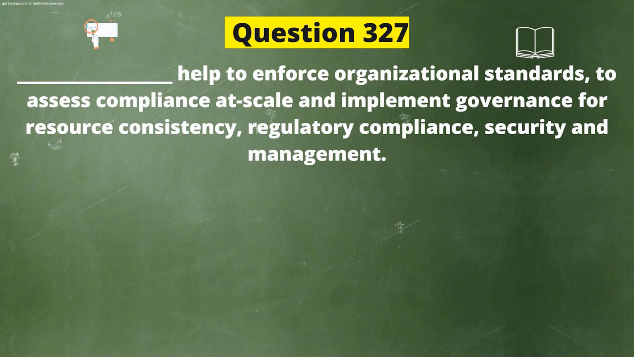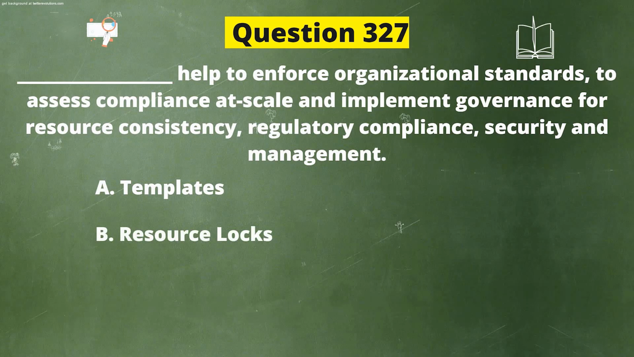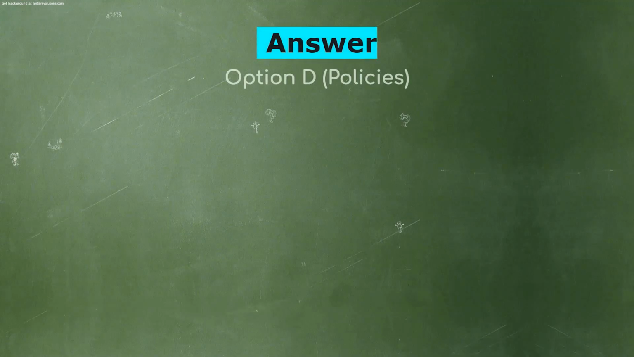Next question. Dash help to enforce organizational standards to assess compliance at a scale and implement governance for resource consistency, regulatory compliance, security and management. And the options are A. Templates, B. Resource logs, C. Resource groups, D. Policies. And the correct answer is option D.